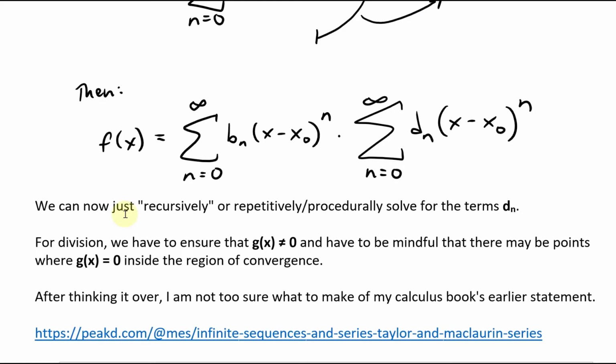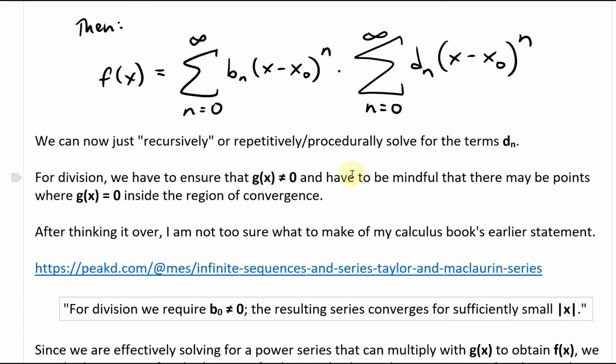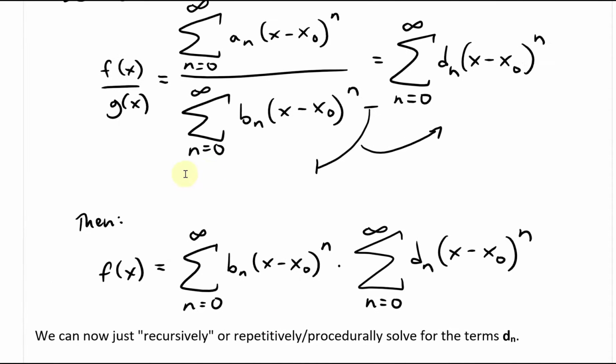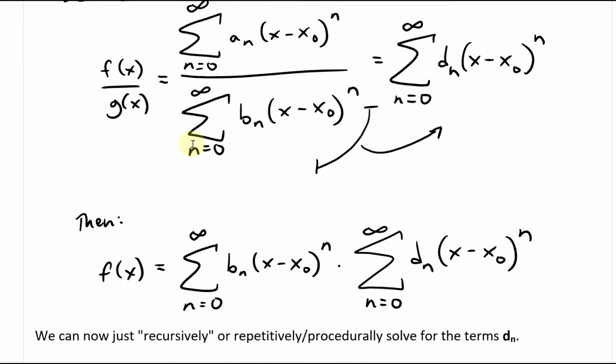Yeah, and that somehow is recursively, so we can now just solve recursively or repetitively, procedurally, for the terms dn, the coefficients of this division that we defined. And yes, we just solve that, and that is the polynomial long division format. So for division, we have to ensure that g of x is not equal to 0, because you're dividing by g of x here, so you can't have it divide by 0. That's not defined, goes to infinity.